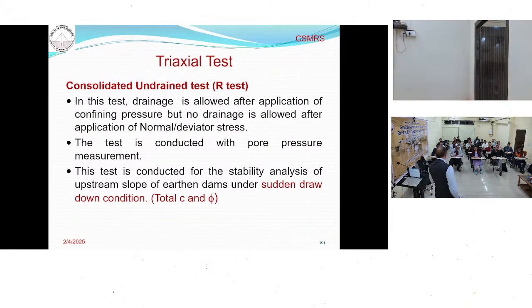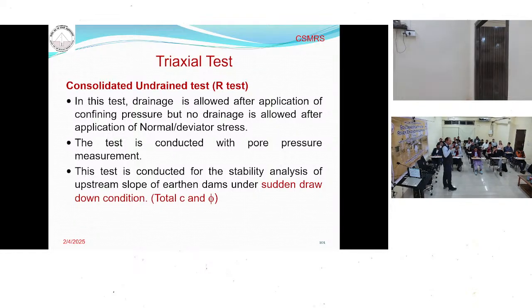Second is the consolidated undrained test. What is that? Consolidated undrained: what it simply says is you are allowed to consolidate the sample, and then you are not allowing the water to come out from it. So there are two pressures there, as I told you, in the triaxial cell. One is the cell pressure, and the other is the normal load, the deviator stress.